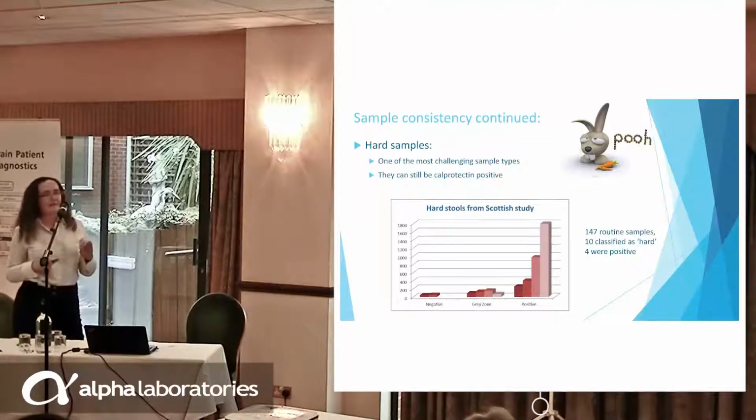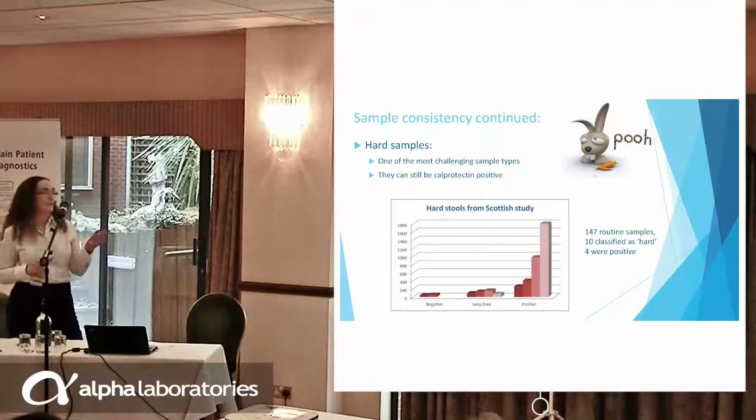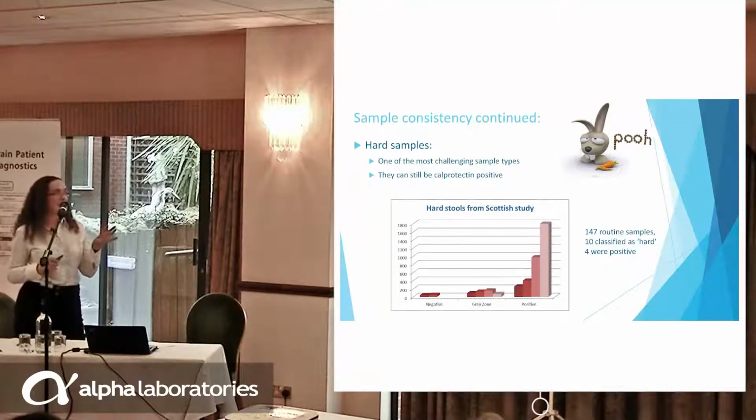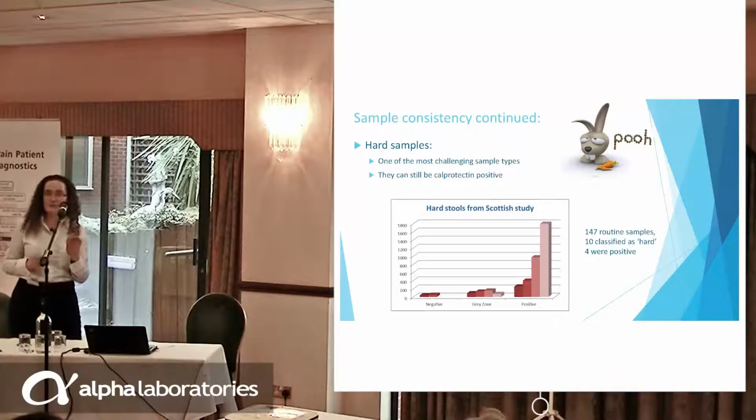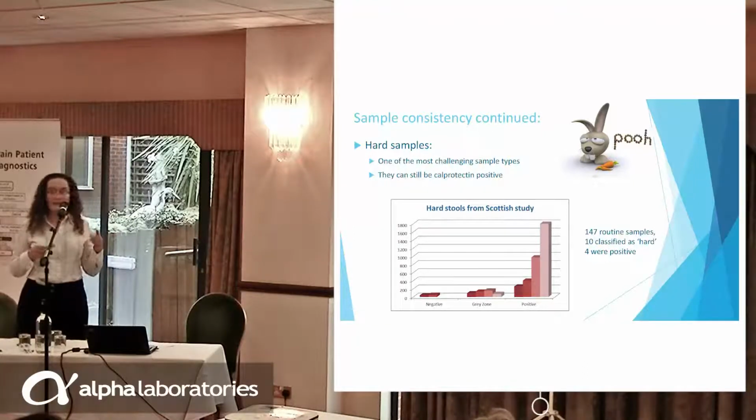The problem you have is that hard samples can still be calprotectin positive. I was at a hospital the other year where the gastroenterologist told me that in the hospital he was in previously, hard samples were rejected because they can't be positive because they're hard. Well, in actual fact, that's not true.